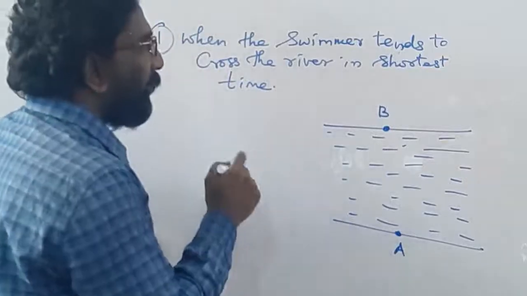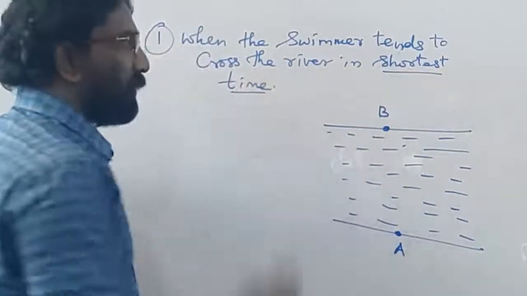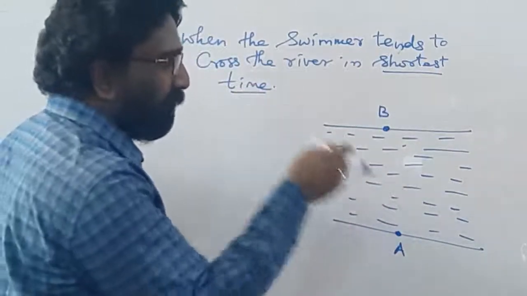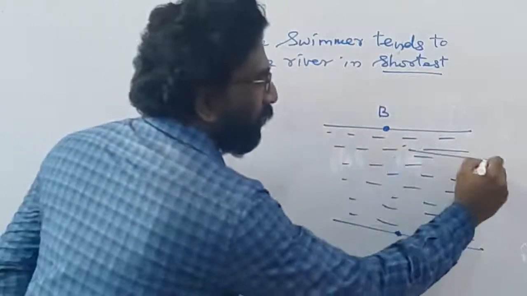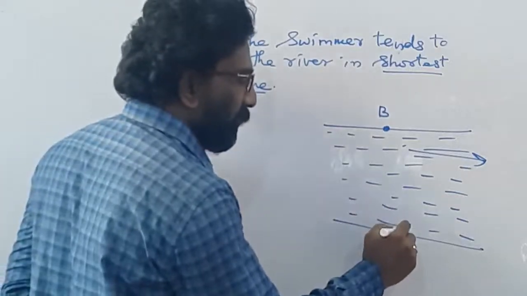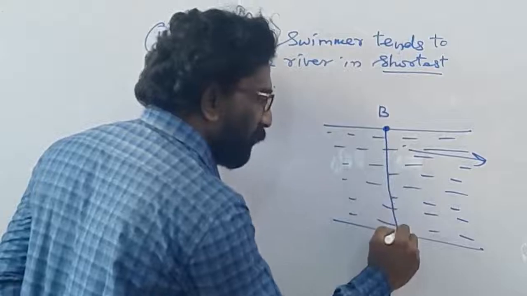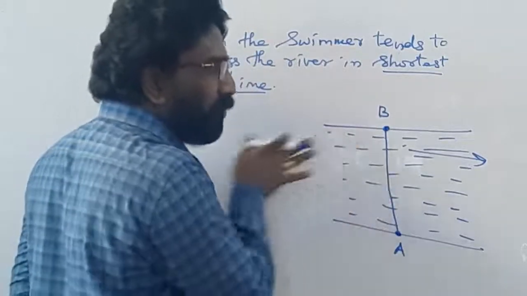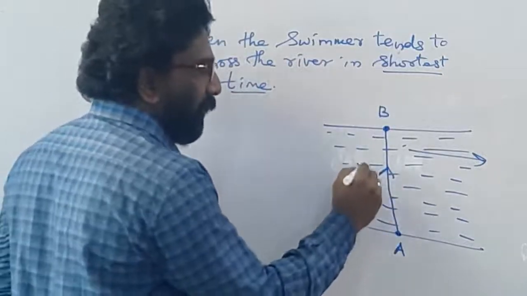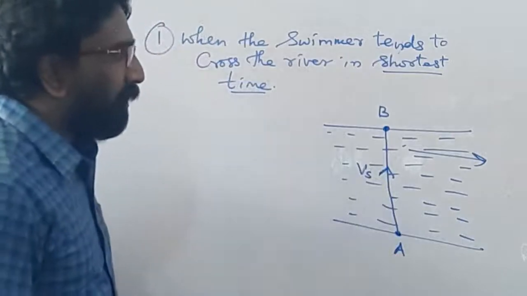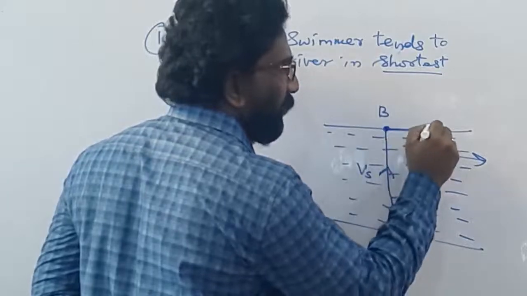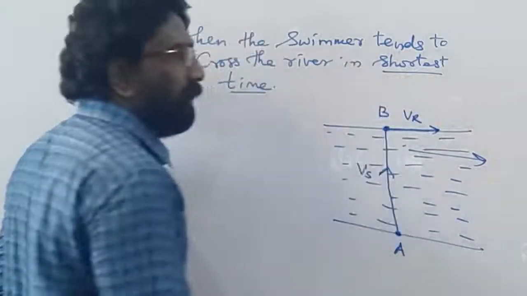If a particular person has to cross the river in the shortest time, he should always try to swim such a way that he should dive into the river perpendicular to the flow of the water. Let me assume the particular person has started diving into the river and is swimming in a perpendicular direction to the flow of the water. Let the velocity of the man be Vs, the velocity of the swimmer, and let this direction be the velocity of the river.